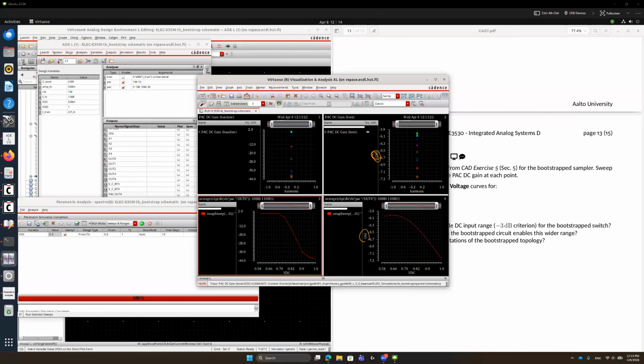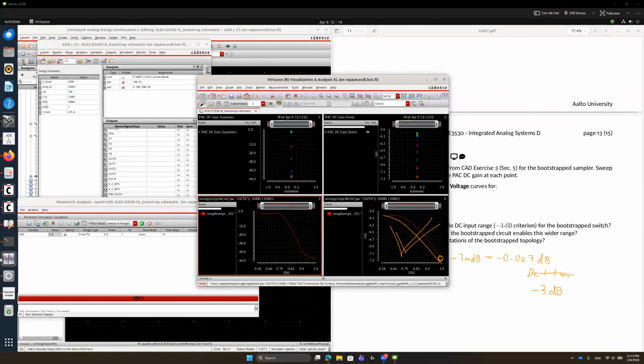So even at 1 volt, its gain decrease is as low as only 7 milli-dB, which means minus 0.007 dB. This is, of course, much, much better than minus 3 dB. So this is clear.